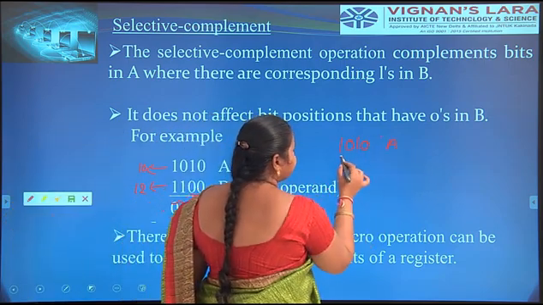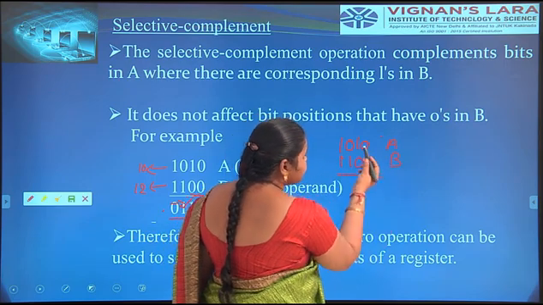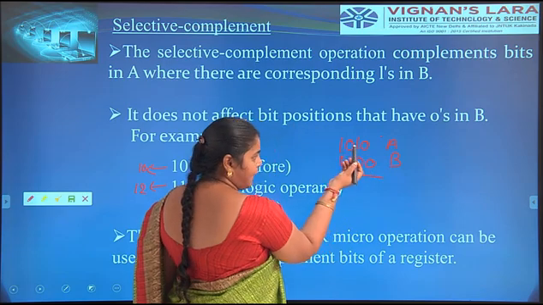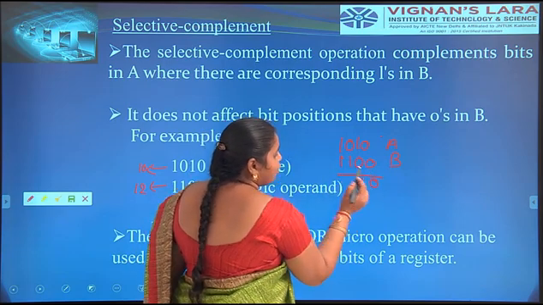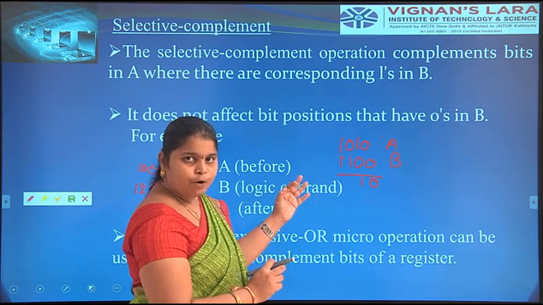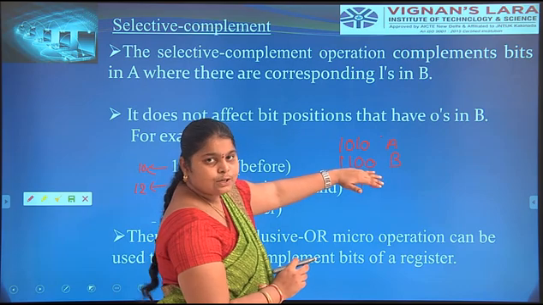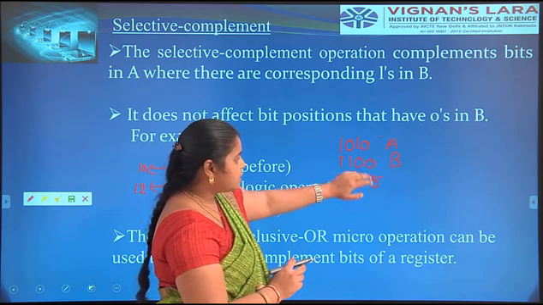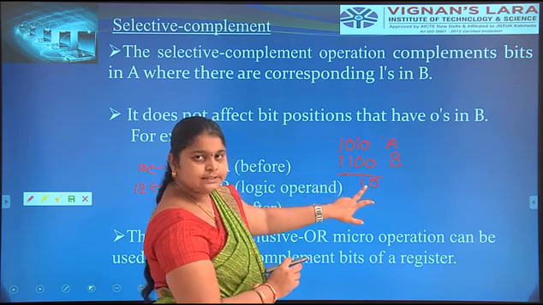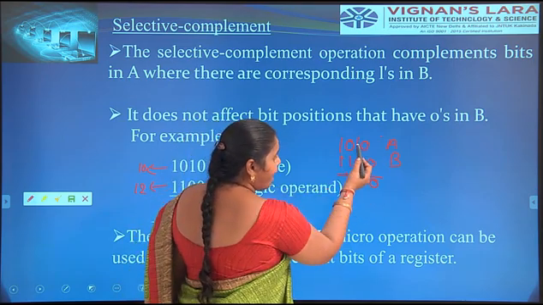This is A. This is B, the logical operand. 0 does not change in the A bits. Here we have to consider A. We have to calculate A with the help of B. Here in the B bits, we have 2 zeros. 0 is not changed. There is no change in the 0 positions. That's why you place A as 0 and 1.